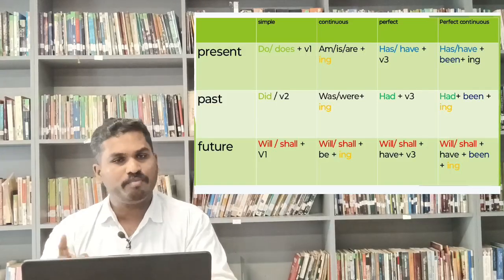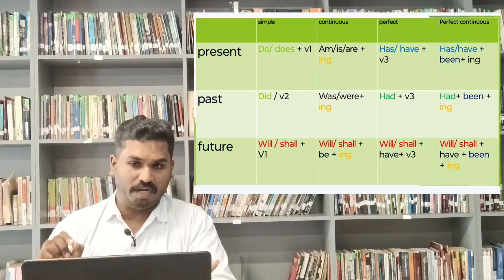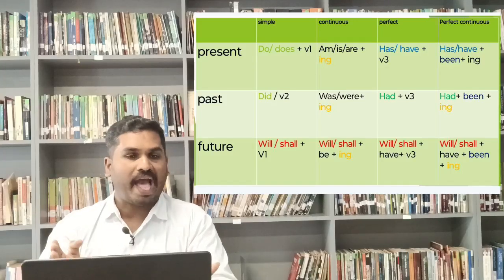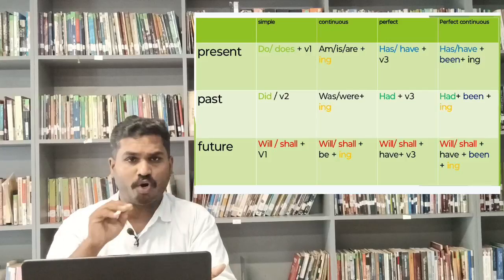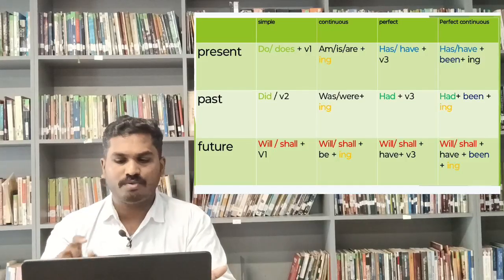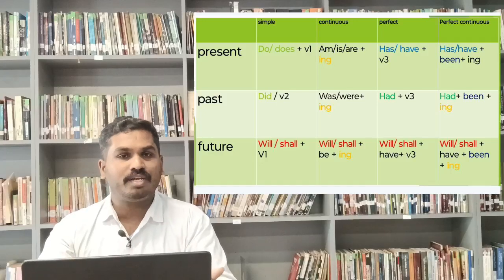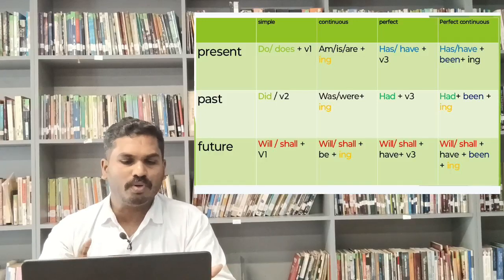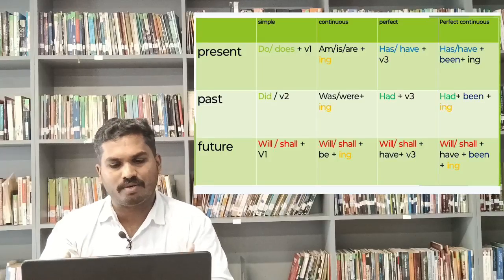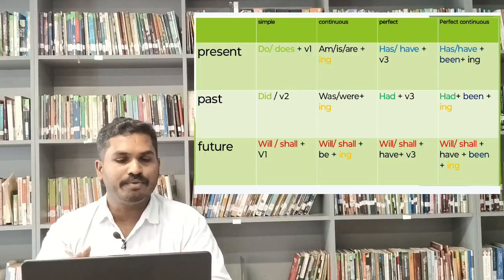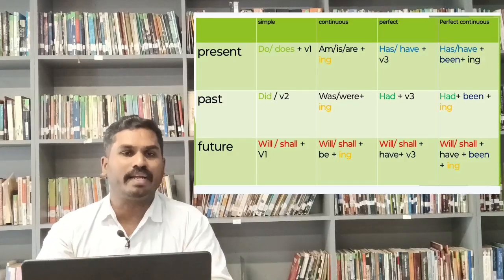Like the same, when it comes to the future perfect continuous tense, will or shall joins with have plus ing, and we connect this have with the progressive ing through the term been. So will or shall plus have plus been plus ing. One thing is that you have to learn this structure by heart. Only by learning this structure can you use this tense when communicating in English.